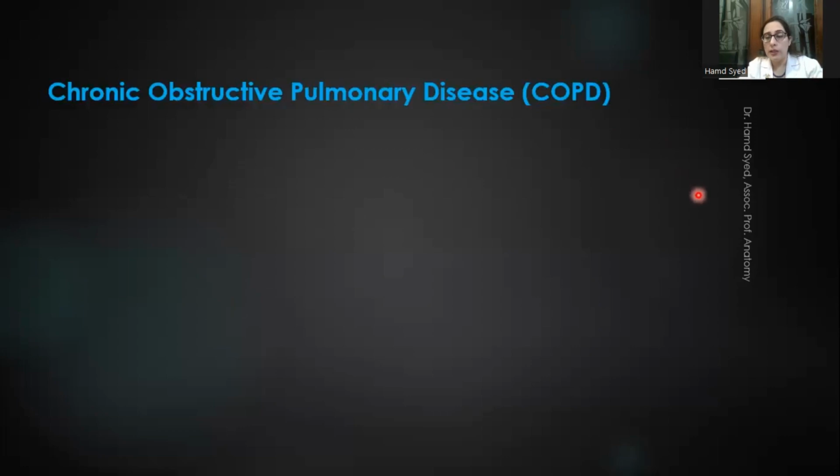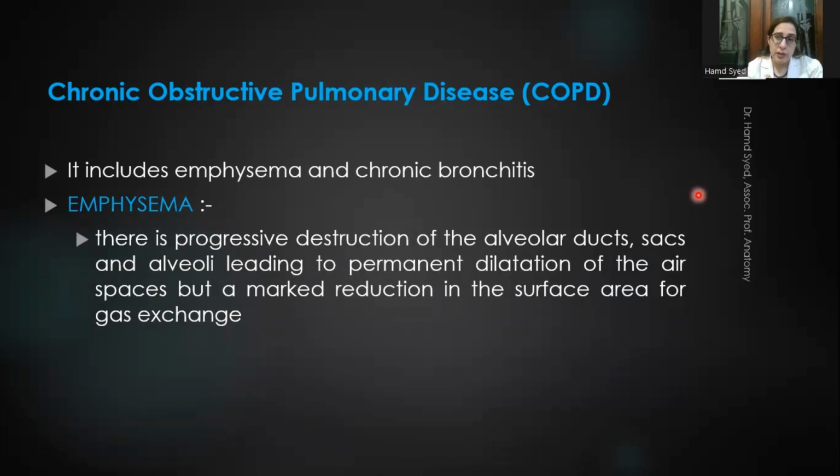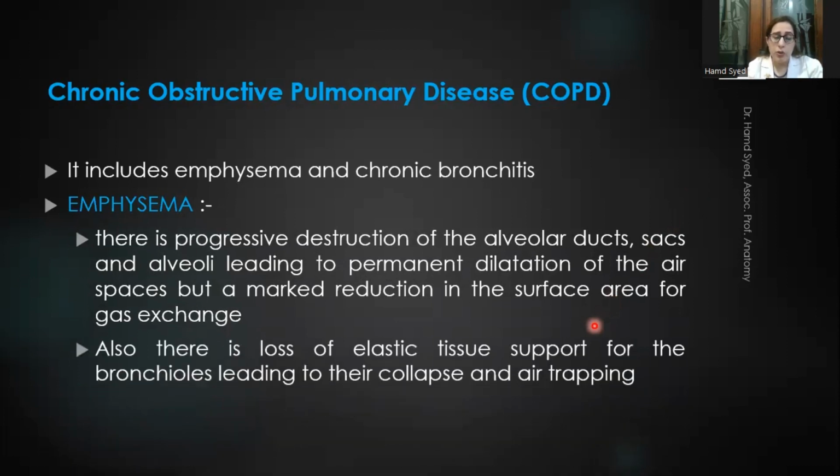Now let's talk about the clinical condition which is related to this discussion, known as COPD, that is chronic obstructive pulmonary disease. When we say COPD, it includes emphysema and chronic bronchitis. What is emphysema? In emphysema, there is a progressive destruction of the alveolar ducts, sacs, and alveoli, leading to permanent dilatation of the air spaces, but a marked reduction in the surface area for gaseous exchange. Also, there's a loss of elastic tissue support for the bronchioles, and that leads to their collapse and trapping of air.